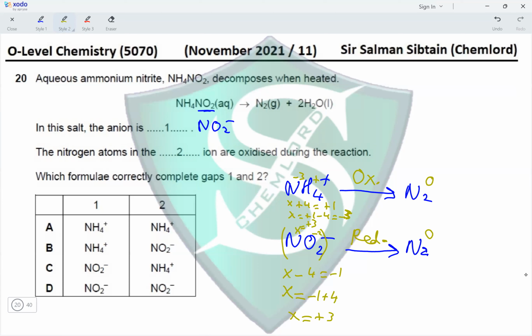This statement says the nitrogen atoms in the dash ion are oxidized. So this is the ammonium ion. The first one is supposed to be nitrite ions, so C and D. And out of these, the second one is supposed to be the ammonium ion, which is in C. So this makes option C the correct option for this question.